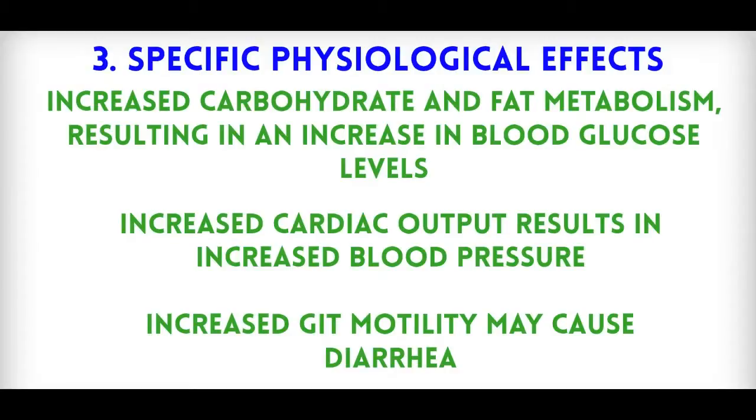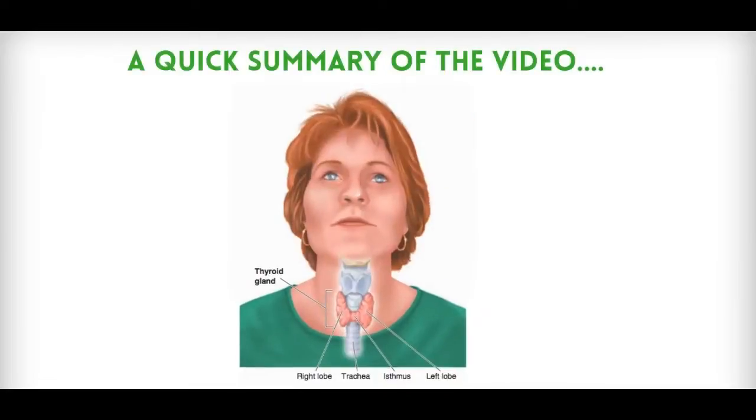And also specific physiological effects: carbohydrate and fat metabolism, increased blood pressure, increased cardiac output, increased GIT motility, and basically the whole body system can be sped up. That's basically what we're doing. We're speeding up the whole body, and that's what's basically happening if you have excessive levels of thyroid hormones, as you can see there as well.